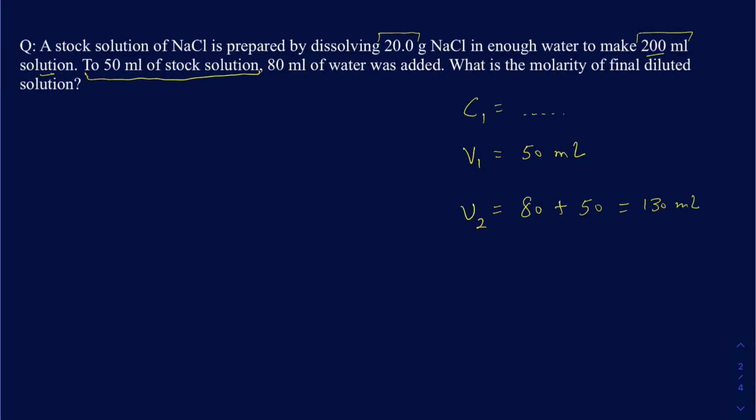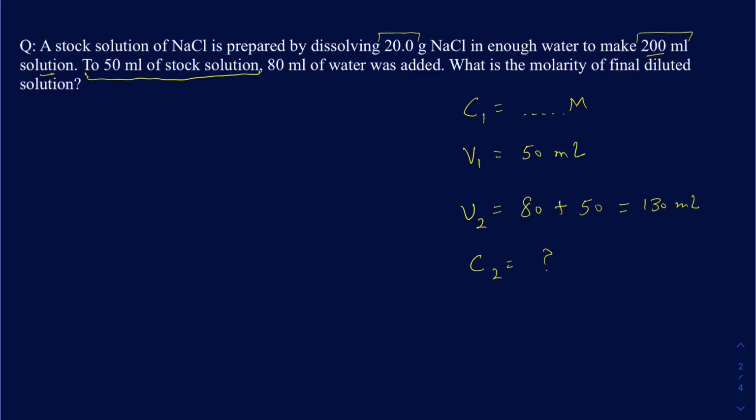Okay, and we're trying to figure out the molarity of the final diluted solution, which technically means the concentration. So what you really have to do is find C1 in molarity. We don't know that yet. Once you know C1, it should not be hard to figure out C2. But the difficult part here is how you're going to find C1. To get C1, you're going to have to rely on the information given on the first line of this question. Okay, so it says you have 20 grams of NaCl.